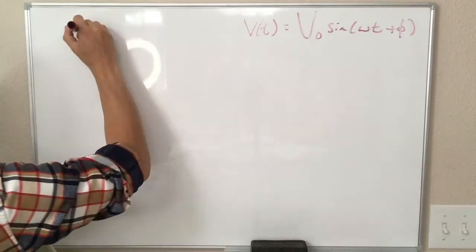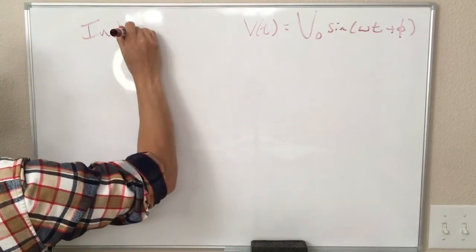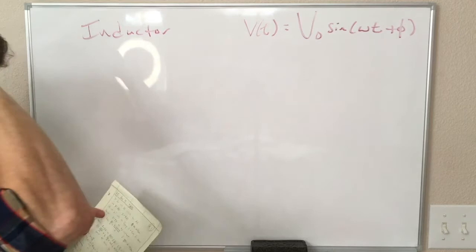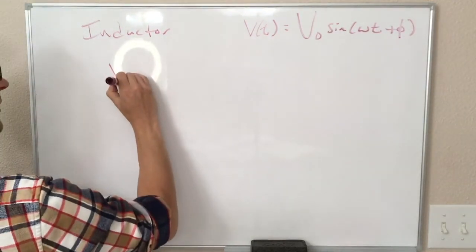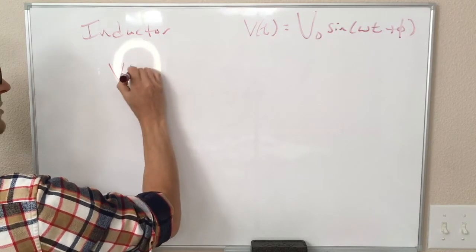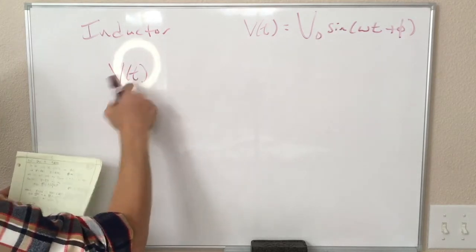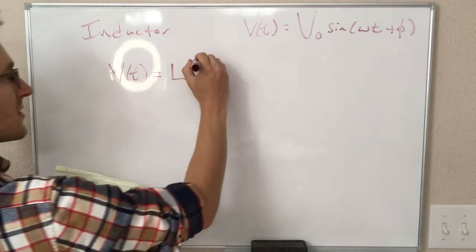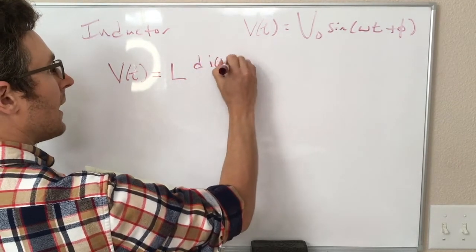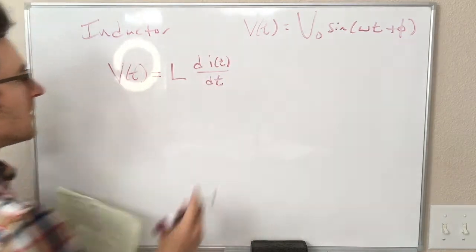All right, inductor. So let's say we have an inductor hooked up to our voltage source. For an inductor, the equation that has to be true at every point in time is our voltage is equal to L, the inductance, times di/dt.